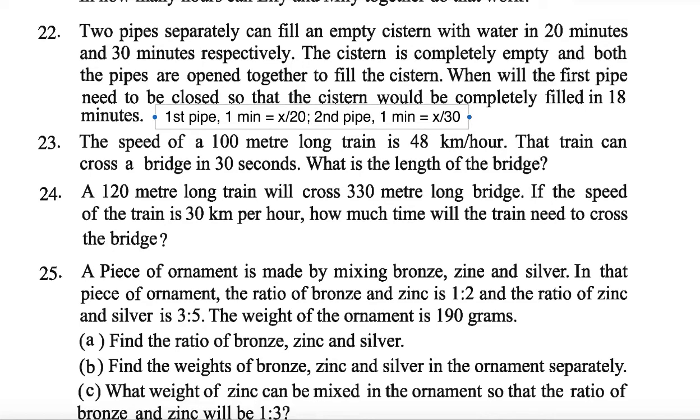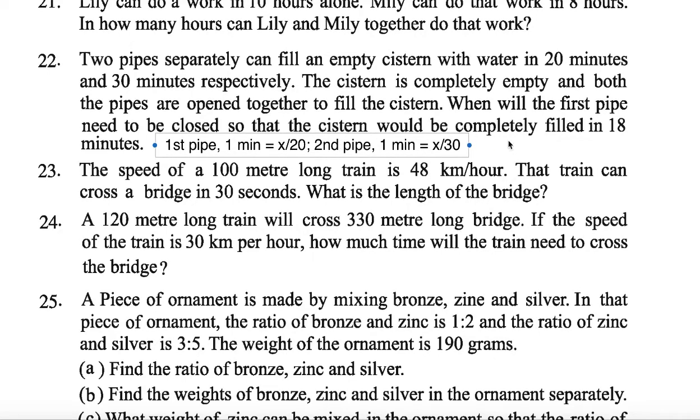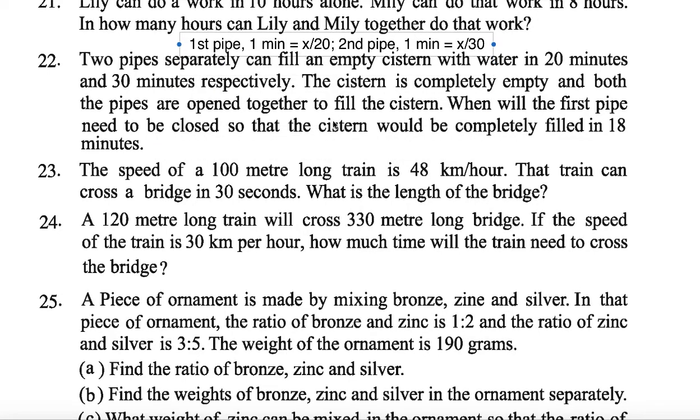Now what is the question? It has to be filled in 18 minutes. That means the time we already know. The first pipe has to be closed within t minutes, let's say. So 1 by 20 into t plus 1 by 30 into 18 must be equal to x. Okay, x got cancelled out on both sides.